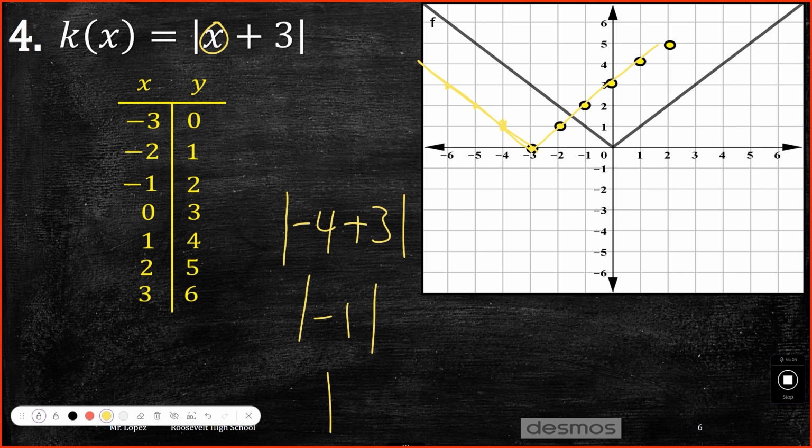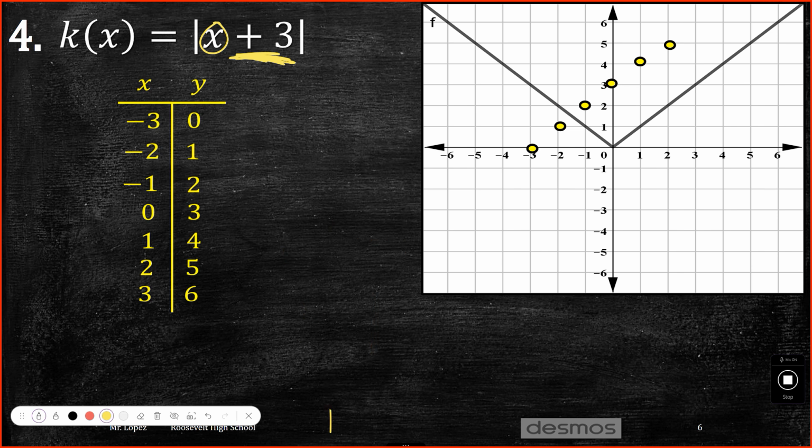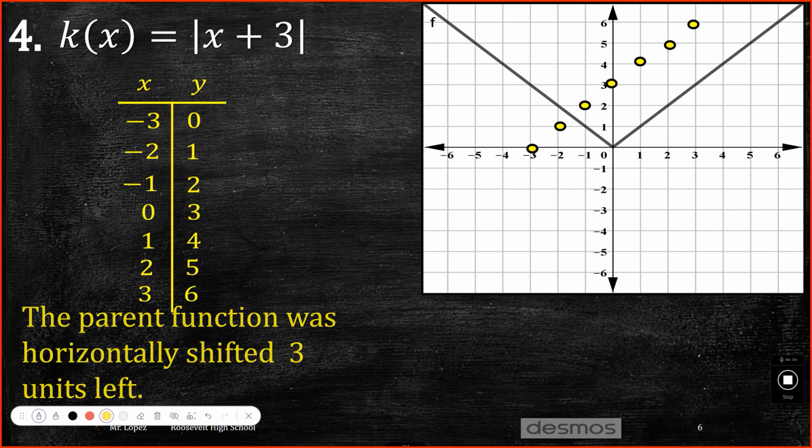But you notice that the original function got shifted to the left 3. So it went left 3, which is opposite of what you think it would do, because this is plus 3. So if you're confused, there's really no explanation. You're thinking, why didn't it go to the right? All you need to remember is that when it's on the inside, it does the opposite of what you might think it does. So the parent function gets horizontally shifted 3 units to the left.